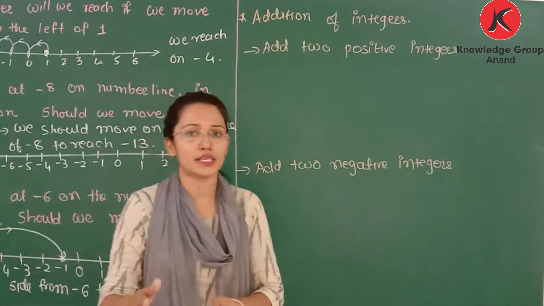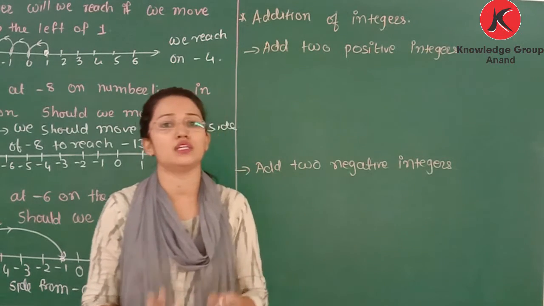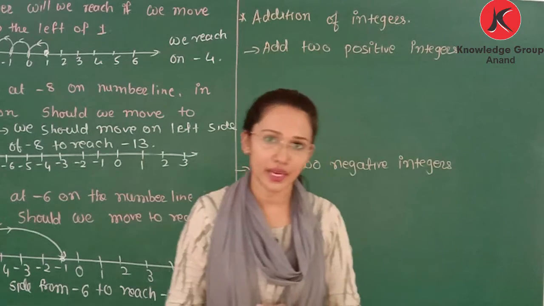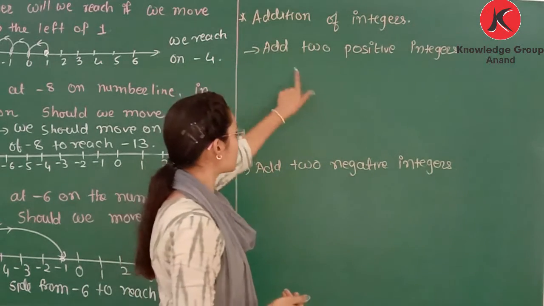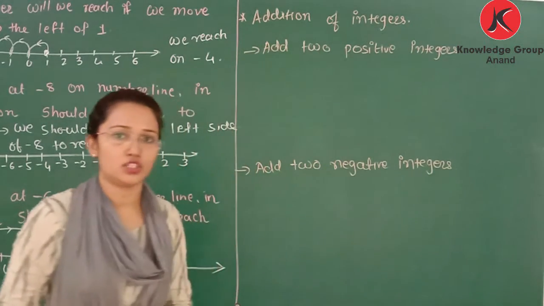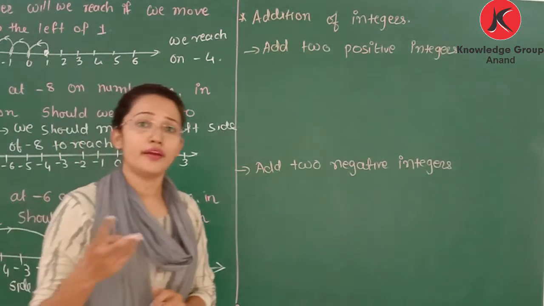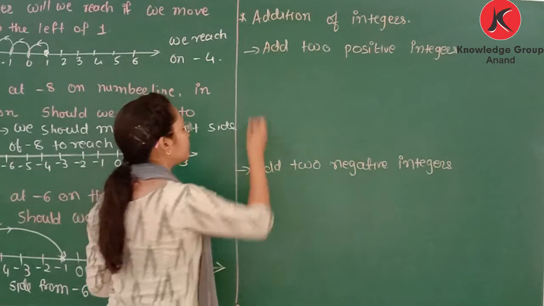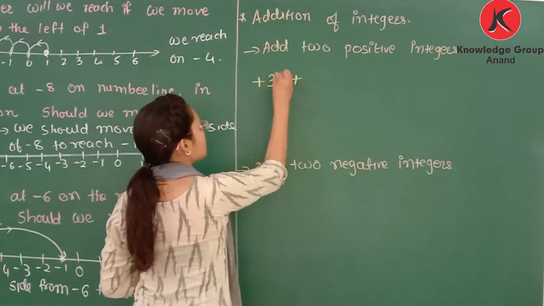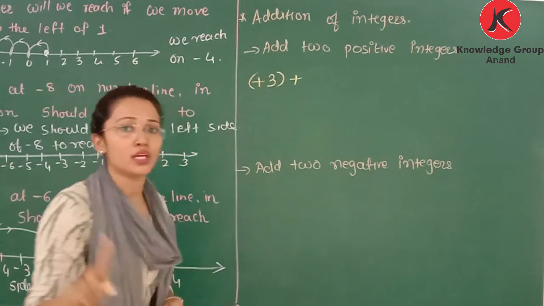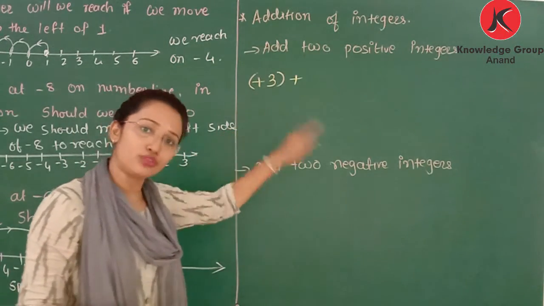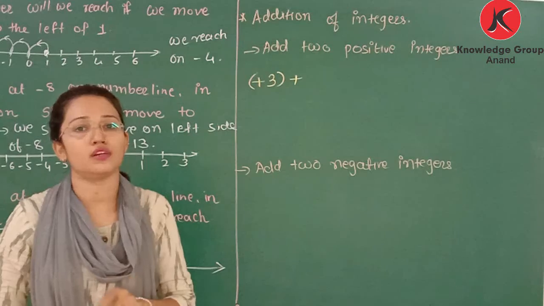If I say plus a or only a, it means it is a positive integer. If I say minus a, it means it is a negative integer. So first, add two positive integers, meaning numbers that are positive, and we are performing the addition. So let's start. Plus 3. So this is a positive integer. Remember, if the sign is not given, and instead of plus 3 only 3 is given, then again it is positive.